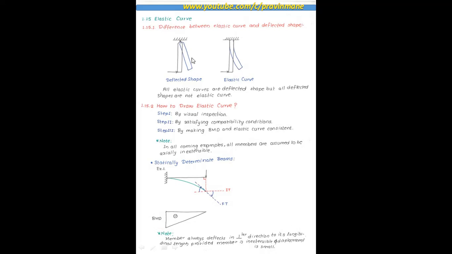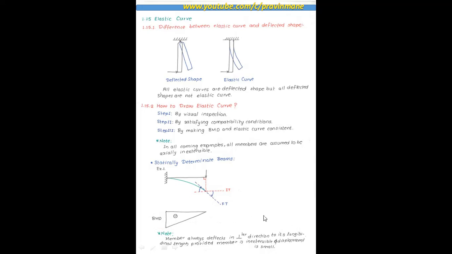So how to draw an elastic curve? This is the elastic curve. There are a number of steps. First step, by visual inspection. Step 2, by satisfying compatibility conditions. Step 3, by making the BMD and elastic curve consistent. In all coming examples, all members are assumed to be axially inextensible, so statically determinate beams. So the bending moment will be like this.